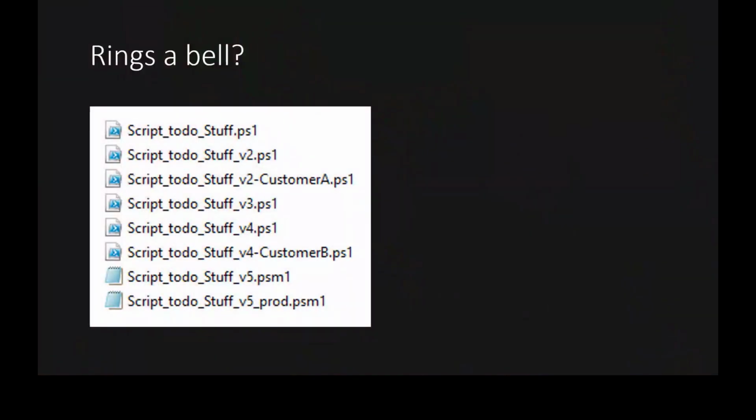Maybe something like this looks familiar to you. This is, in this case, a fictitious screenshot of a file server or a local PC with a few PowerShell scripts. We've got script to do stuff PS1. We've got script to do stuff version 2 PS1. And then we've got a version 2 for customer A. We've got a version 3, a version 4, a version 4 that we're using at customer B, etc., etc. We even have a few PowerShell modules here. So when it's in your face like this, it's pretty obvious, I guess.